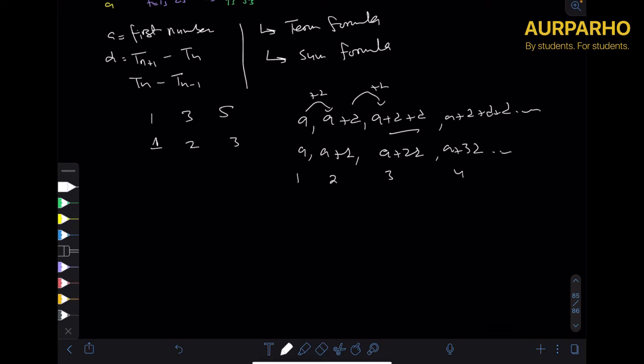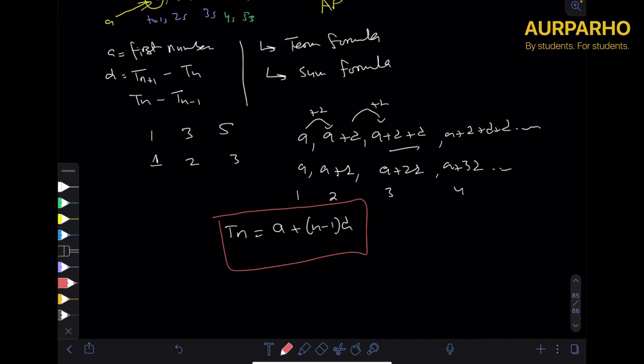What you'll realize is that for any nth term, you start with A, and then since you keep on adding D's and the number of D's you add to get to n is n minus 1, so Tn is A plus n minus 1 D. This, let me change the color. This is the term formula.